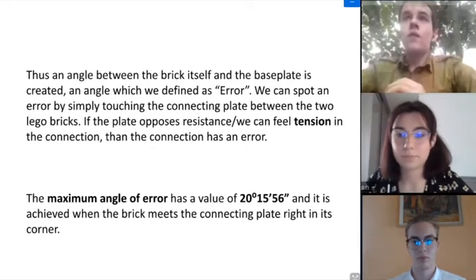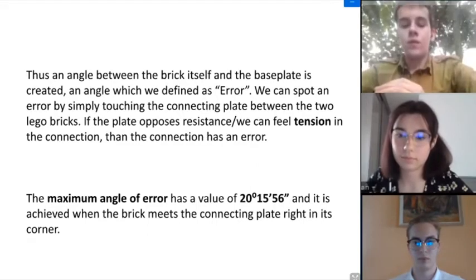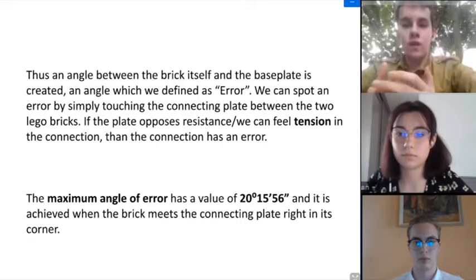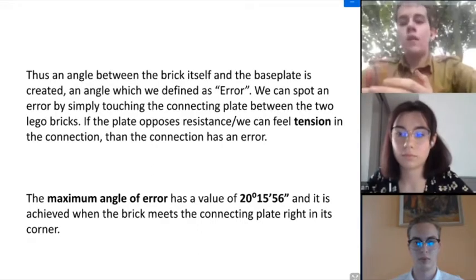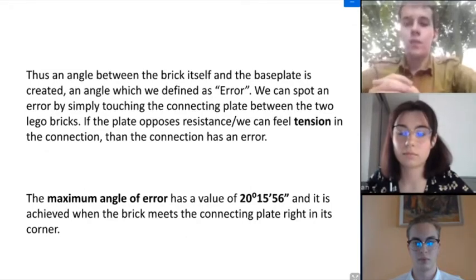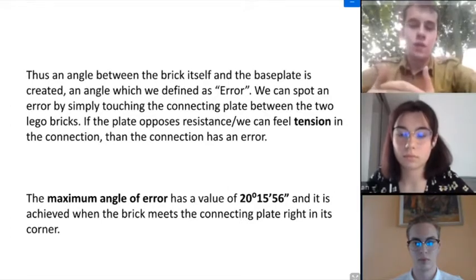Thus, when an error case is created, we will have an angle between the brick and the base plate, which we defined as an error angle. This kind of error angle can be very easily spotted by just simply touching the connecting plate itself. If we feel that the bricks develop tension, that means we are in a connecting issue or an error.